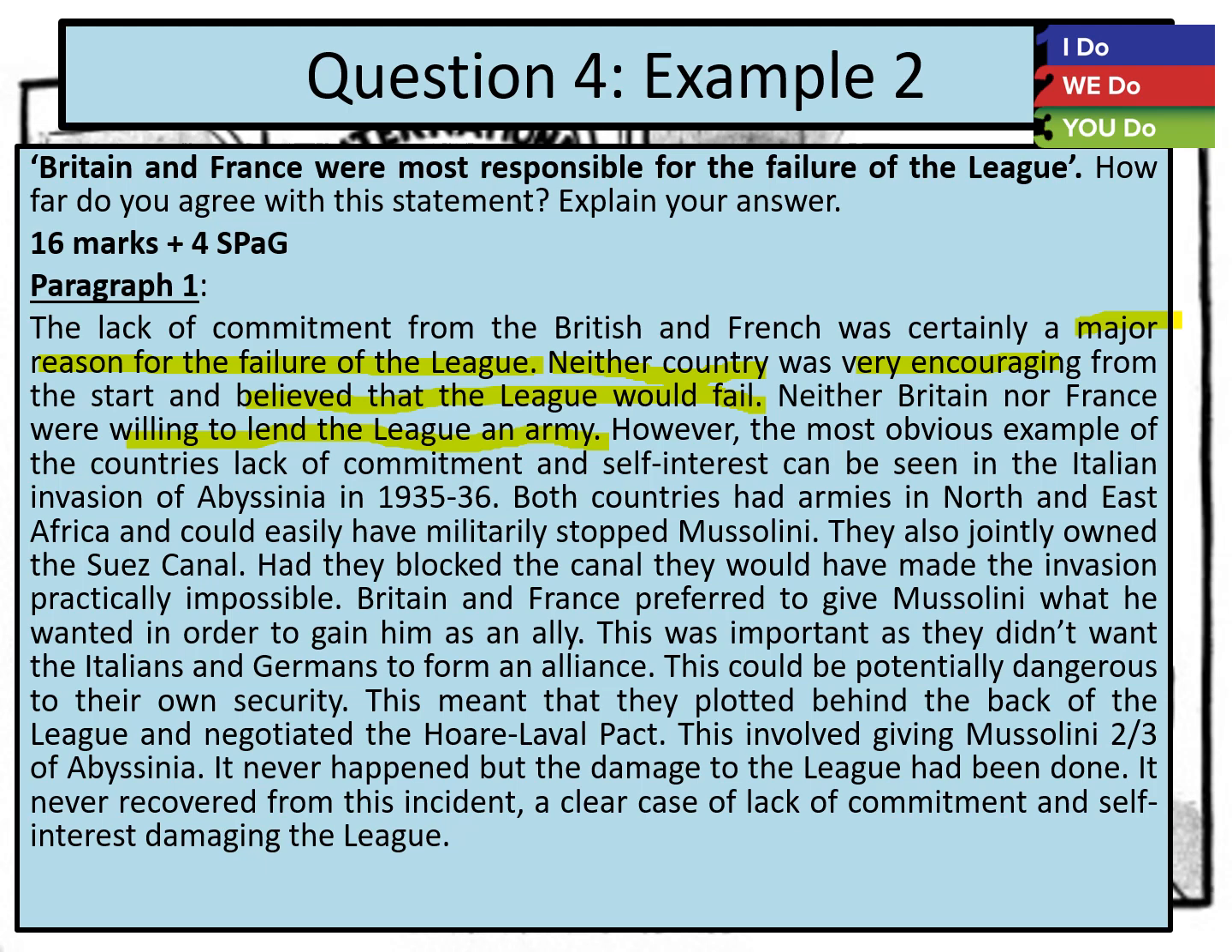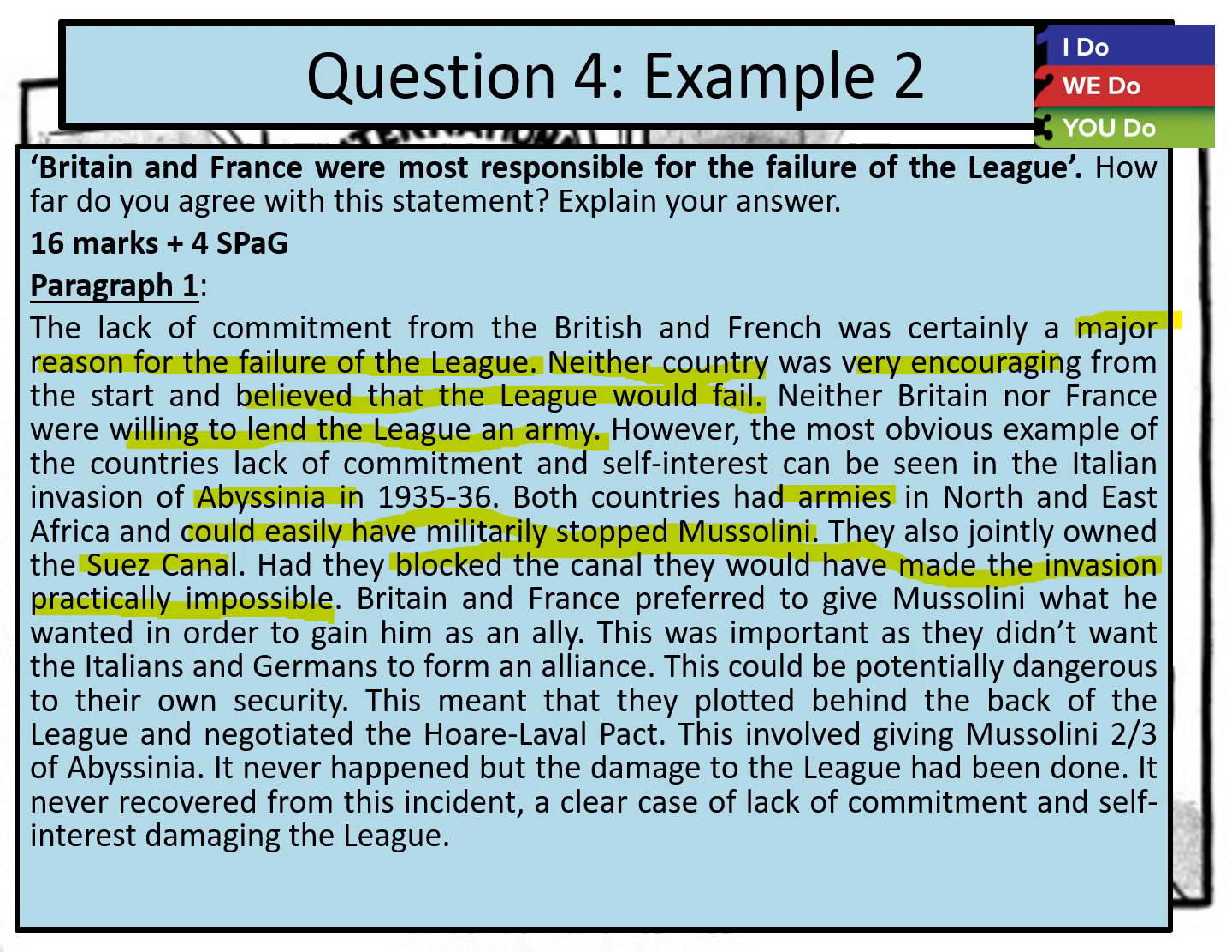However, the most obvious examples of the countries' lack of commitment and self-interest can be seen in the Italian invasion of Abyssinia in 1935 to 1936. Both countries had armies in North and East Africa, so they both had the ability to physically stop them and could easily have militarily stopped Mussolini. They also jointly owned the Suez Canal. Had they blocked the canal, they would have made the invasion practically impossible. They certainly would have delayed the invasion.